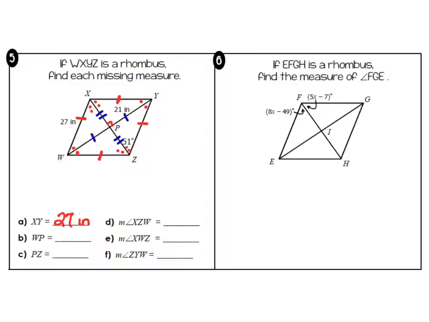So XY is 27, because if one side is 27, then all 4 sides are 27. WP, right here, is the same as the other side, which is 21. PZ, which is this length here, is not so easily calculated because we don't know this side here and it's not 21. Notice that all the diagonals are not equal, so their halves are not equal.